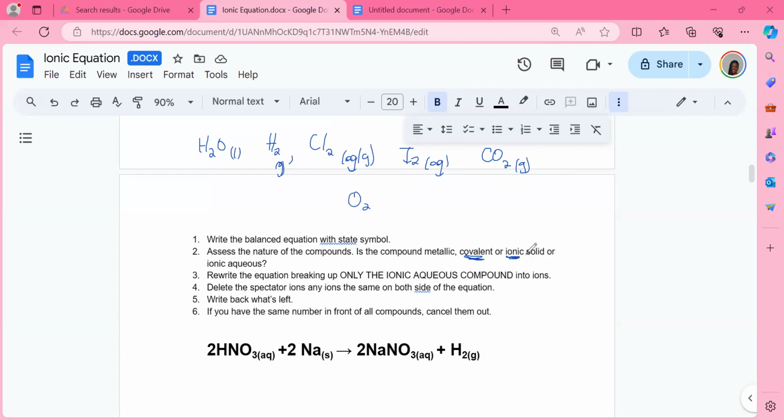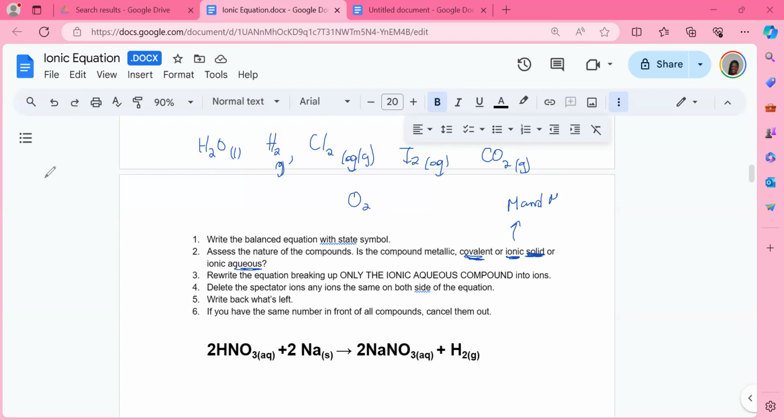And then of course we have ionic substances. An ionic compound comprises a metal and a non-metal, or a metal and a polyatomic ion. If the state symbol is solid, it means we have an ionic solid. And if we use aqueous, it means we have an aqueous ionic compound. So that's how we assess the nature of the compound.